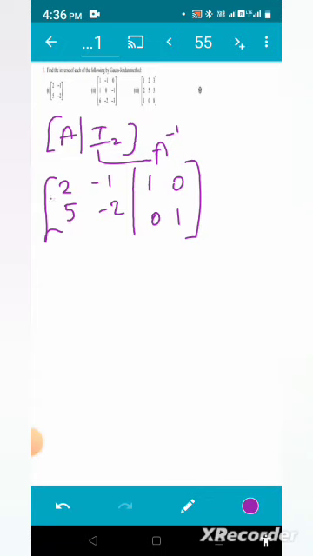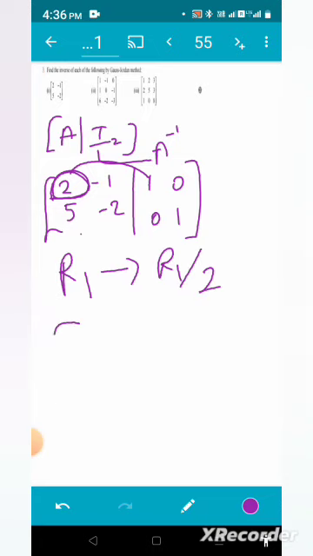So first we get 1 here, because the identity is interchanged here. We get 1 0 0 1 for this. So we can convert this 2 into 1. R1 gives R1 divided by 2. So we get 1, minus 1 by 2, 1 by 2, 0.